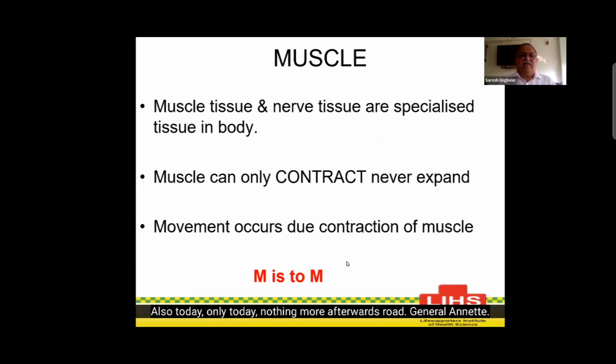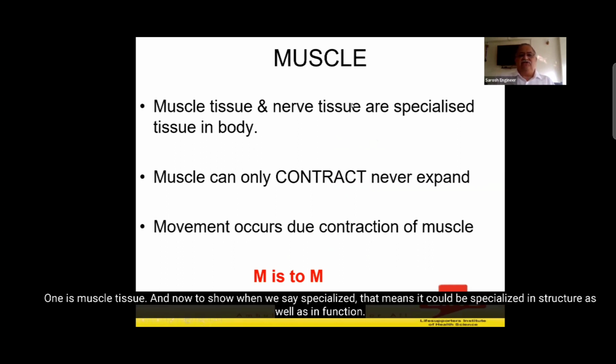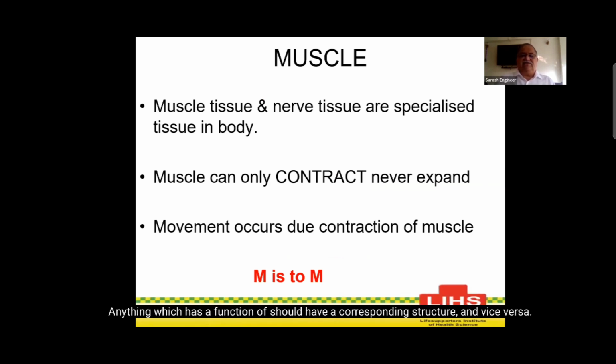Afterwards, no general anatomy. There are only 2 types of specialized tissue in the body: muscle tissue and nerve tissue. When we say specialized, it means specialized in structure as well as in function. Anything which has a function should have a corresponding structure and vice versa.